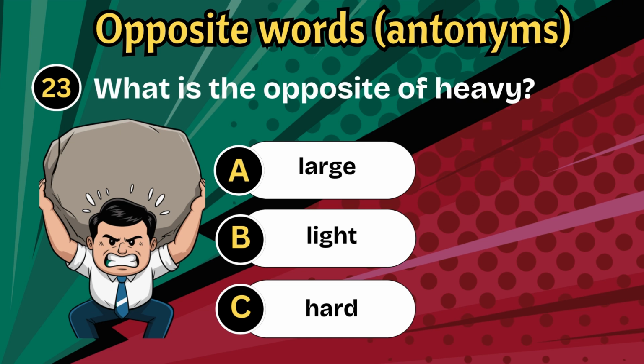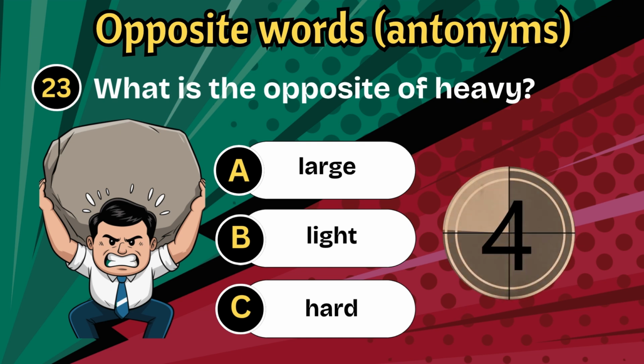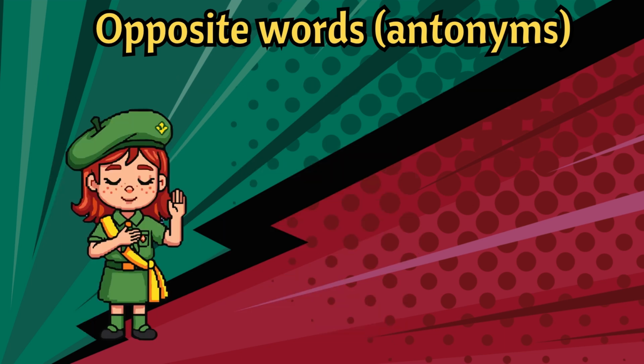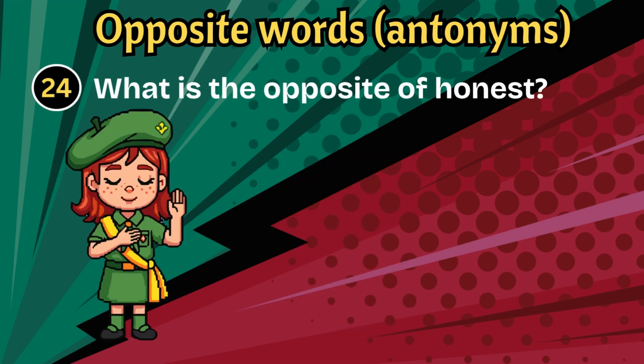Ready to show what you know? Let's find out. The correct answer is light. Heavy means something is hard to lift because it feels like a big rock, while light means something is easy to lift because it feels like a feather. What is the opposite of honest?